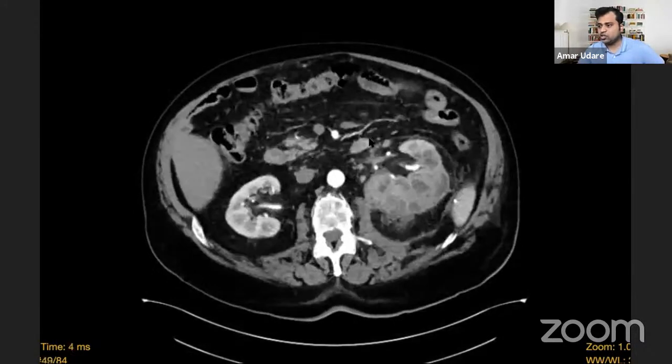So the bare paw sign. The obstructing calculus and the dilated renal pelvis give rise to an appearance similar to that of a bear's paw. So like this, the dilated appearance. Apologies for my drawing. So this is what gives rise to the bear paw. You can just Google it later, and that's why it's called bear paw appearance. Excellent. All of you got this one correct. A pretty straightforward case.